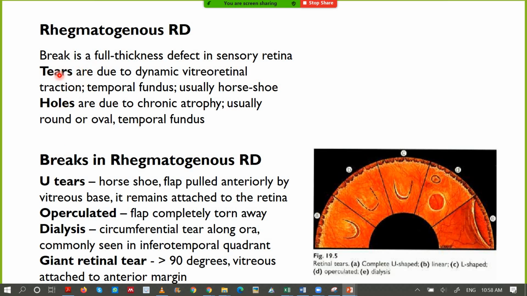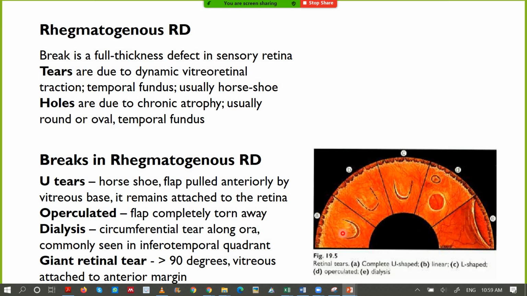One is a retinal breakage, one is a tear and the hole, and then breakages in the retina can be further divided into U-shaped tear. Why is it called a U-shaped tear? It looks like a horseshoe shape, which is U-shaped, so it looks like a flap. That's why it's called operculated, U-shaped. Operculated is when this flap is completely torn. In this case, U is here.